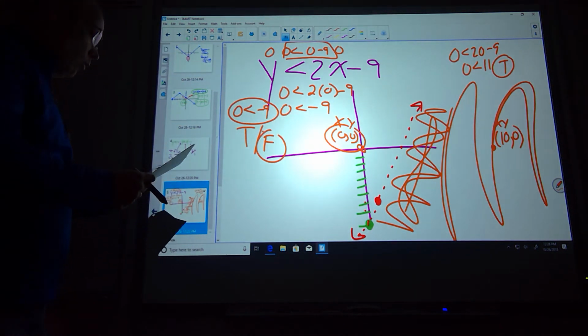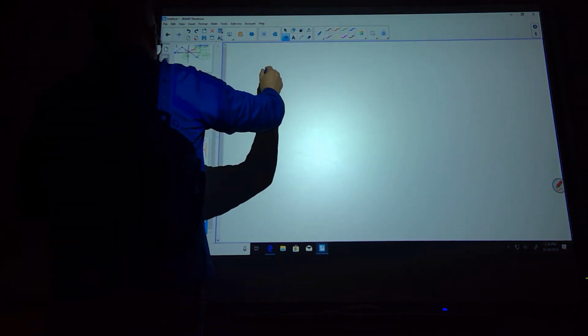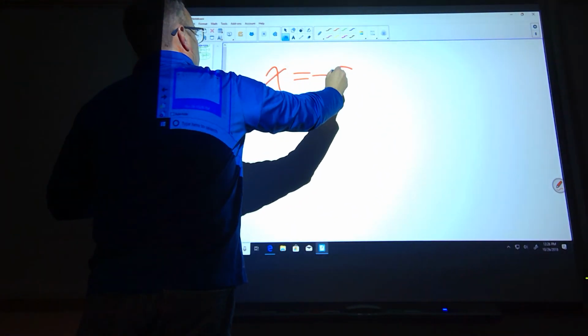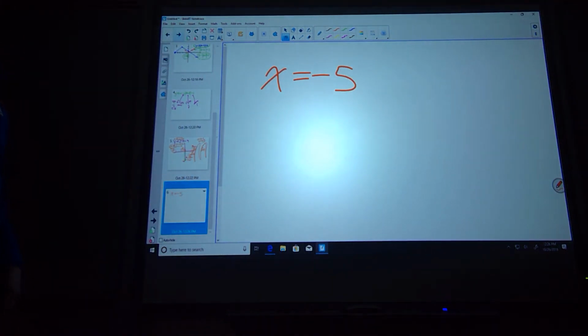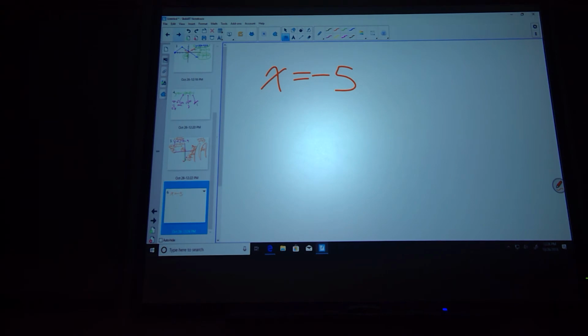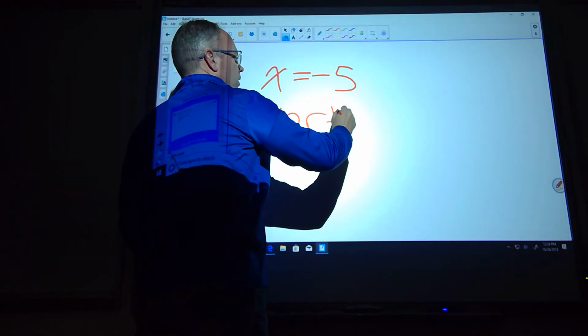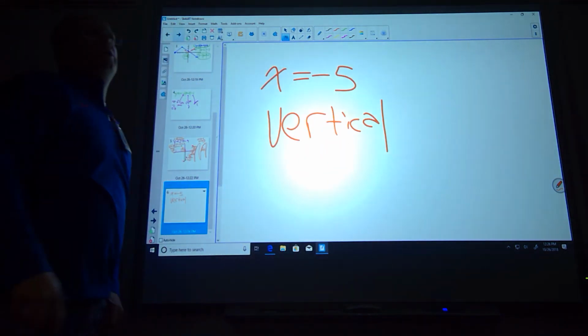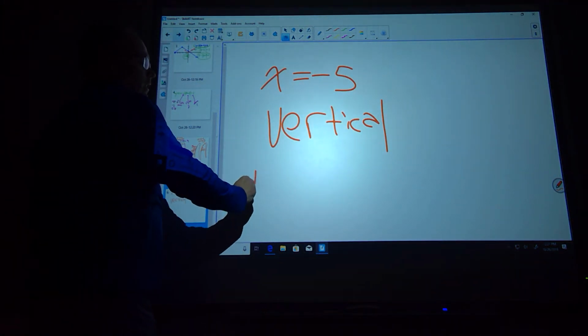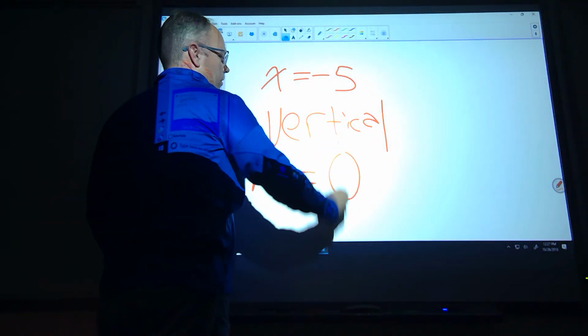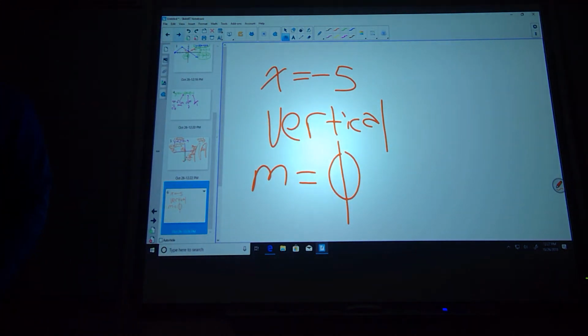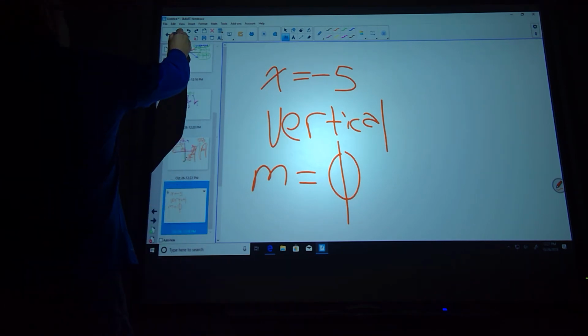And then, here's a good one. We already talked about this yesterday. Let's see if we remember. Is this vertical or horizontal? Vertical. This is a vertical line. Do you agree? Vertical lines have what for a slope? Undefined. Good. That means undefined. You still okay? Yes. Almost done. Take-home test coming here in a couple minutes.